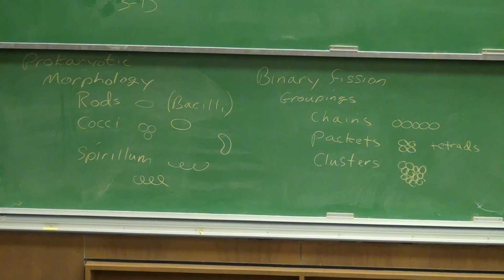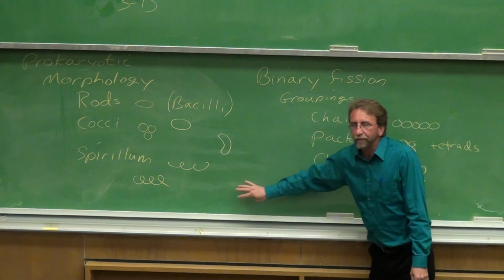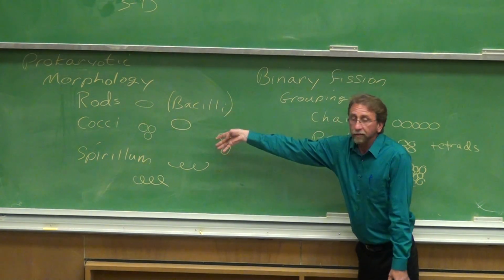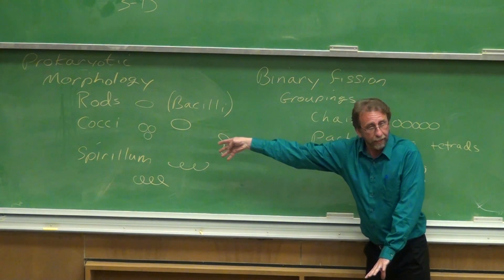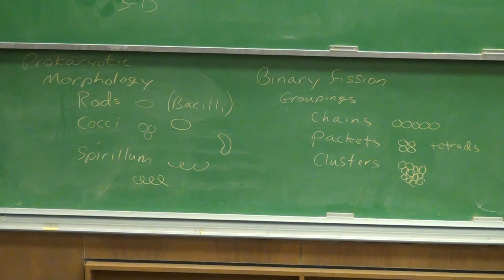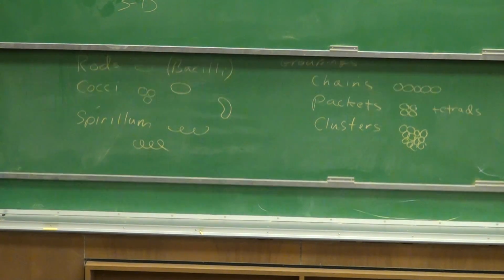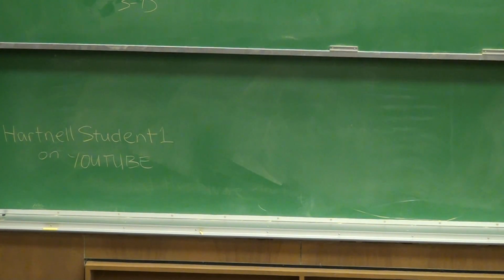So whenever you're looking at microbes under the microscope, two of the first things that you're going to note about them: what is their shape? What do the cells look like? Rods, cocci. And then how are they arranged? What are their groupings? They may be individually arranged, or they may be in chains, packets, or clusters. So those are the two things that you'll want to observe about your cells under the microscope.